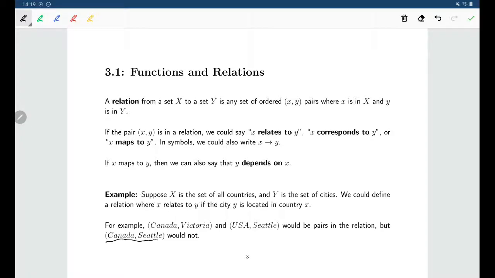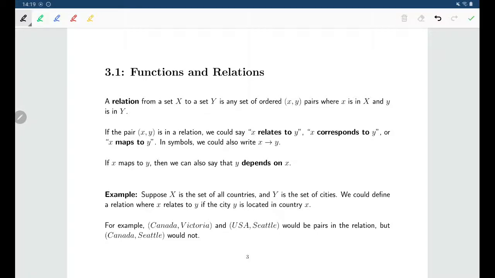However, Seattle, comma, Canada, that would not be a pair that's in our relation, because although Canada is something in the set X and Seattle is something in the set Y, it doesn't fit the requirement that the city happens to be located in that country.